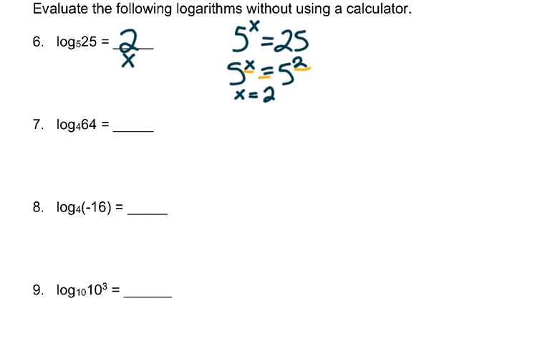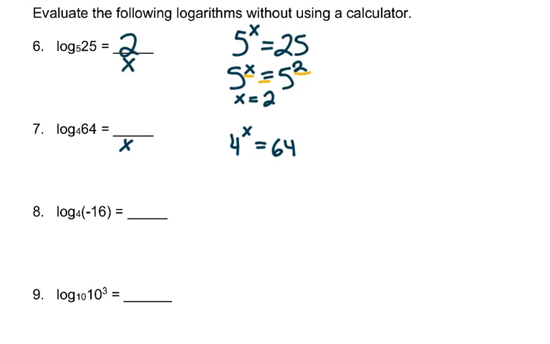Number 7, log base 4 of 64. I'm going to set it equal to x, and then I'm going to write it in exponential form. So 4 to the x power equals 64. Well, I could rewrite that 64 as 4 to the third power, which means here x would have to equal 3.